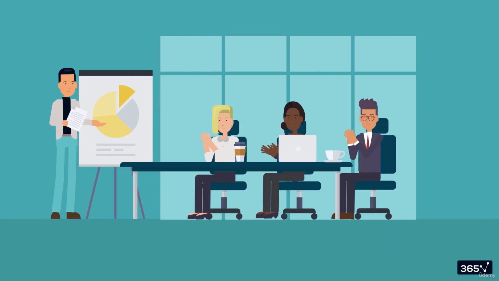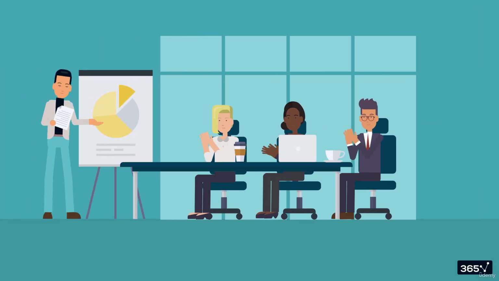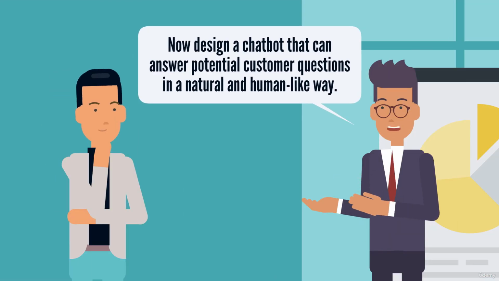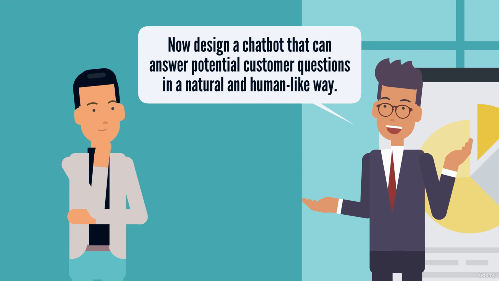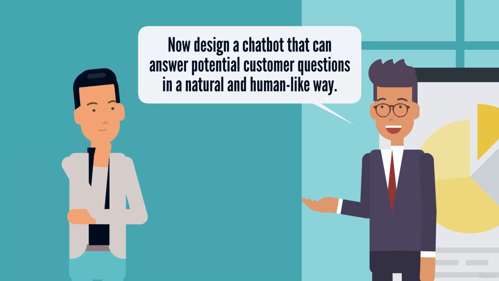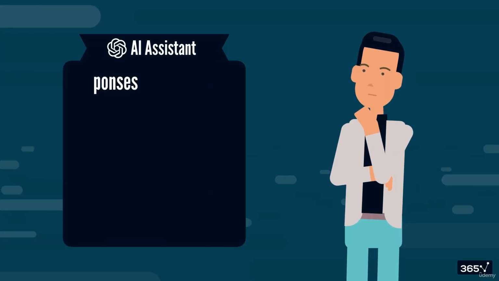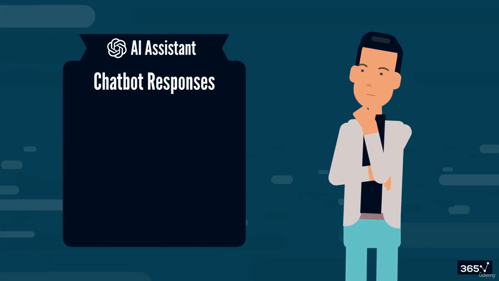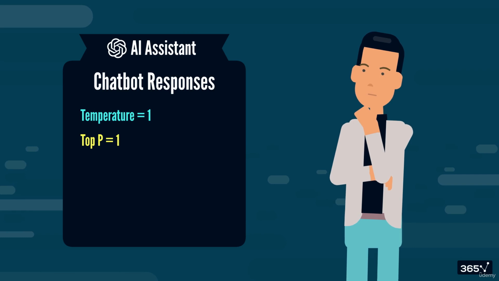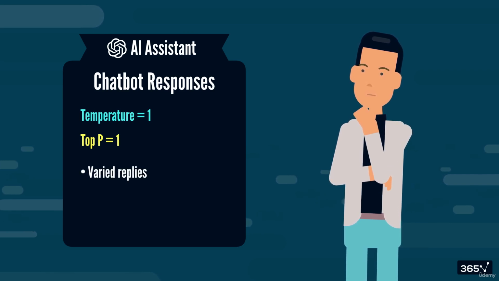You did a fantastic job with the presentation, impressing the CEO. As a reward, you've been entrusted with an exciting new project, designing a chatbot that can answer potential customer questions in a natural and human-like way. We want the interactions to be engaging and dynamic, so we set the temperature and top P to 1. This way, you allow the chatbot to generate varied and dynamic replies, making the conversation feel more human-like.